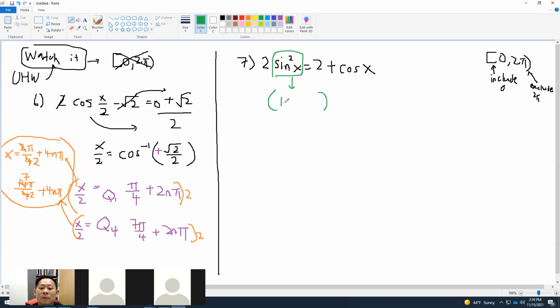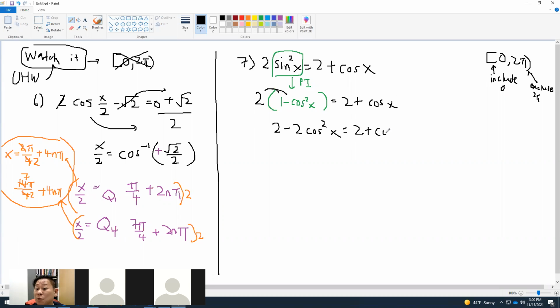1 minus cosine squared. Yep. So in this case we will change sine squared to 1 minus cosine squared using Pythagorean, and the rest you just drop down. So 2 will be there, equals 2 plus cosine x. So now what you see on this new equation, everything is in terms of cosine. Then we can solve it. First thing first, the 2 has to distribute. So you get 2 minus 2 cosine squared x equals 2 plus cosine x.